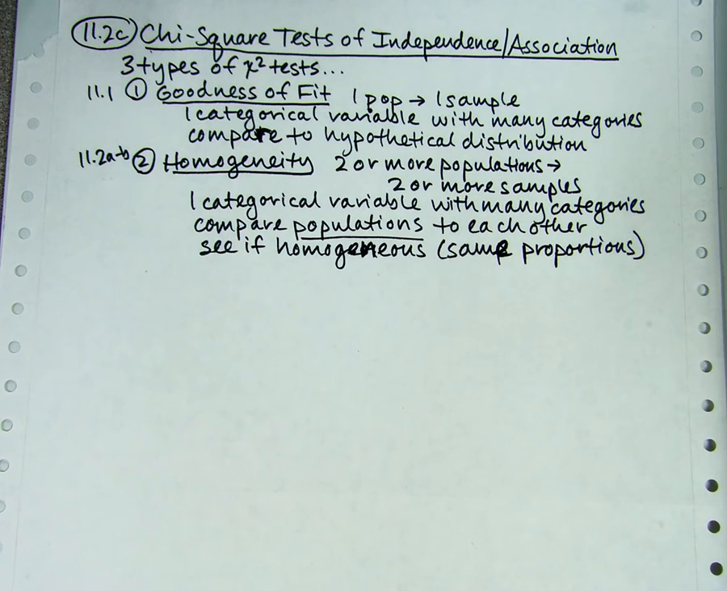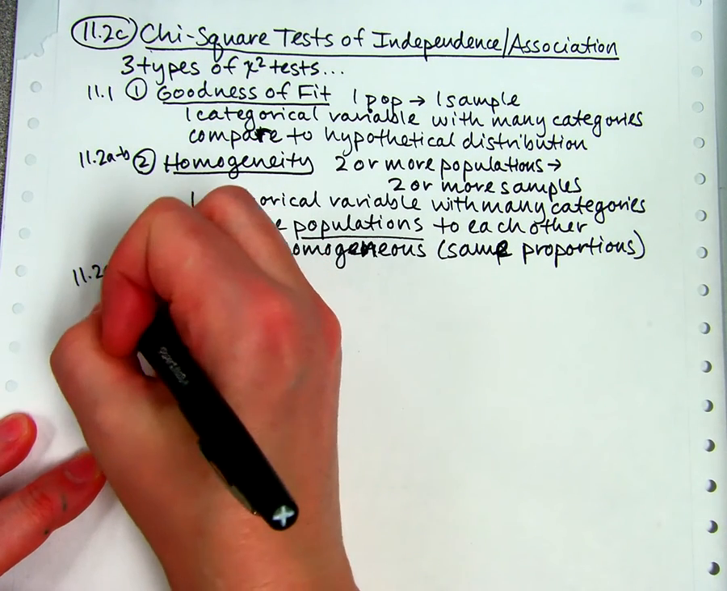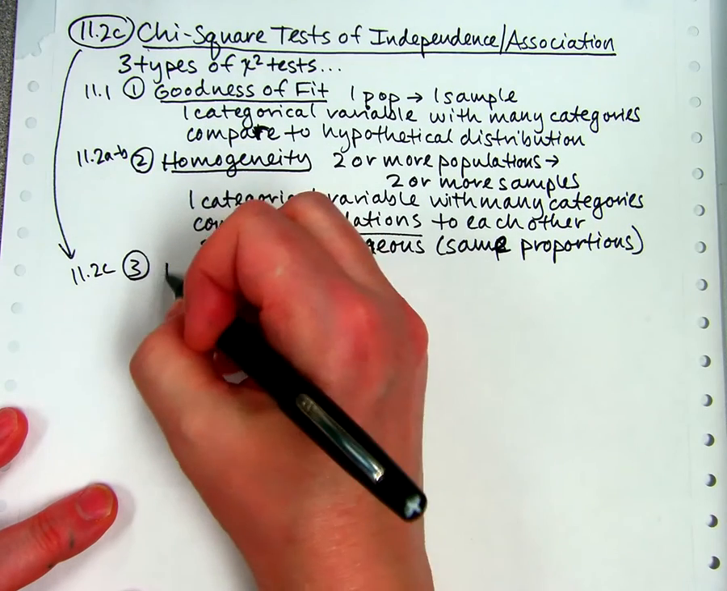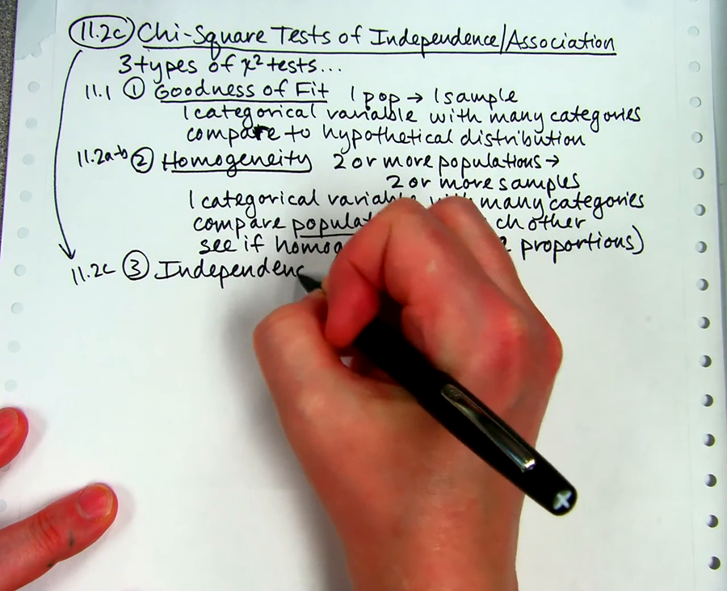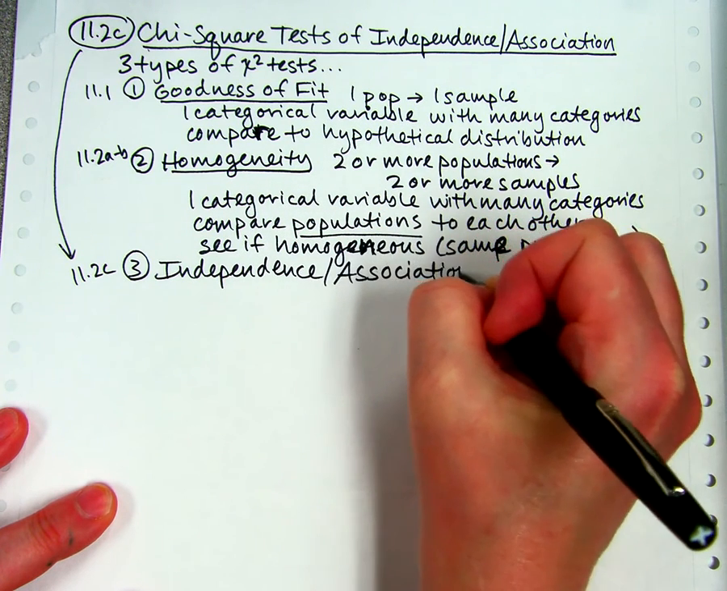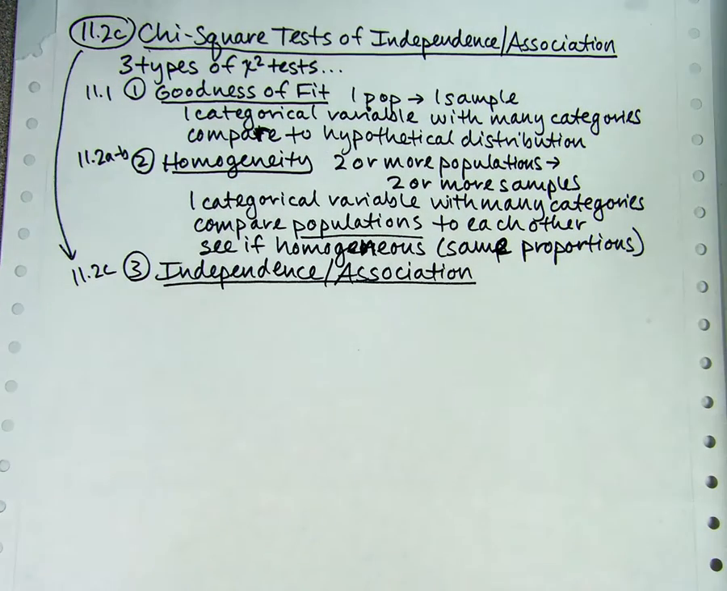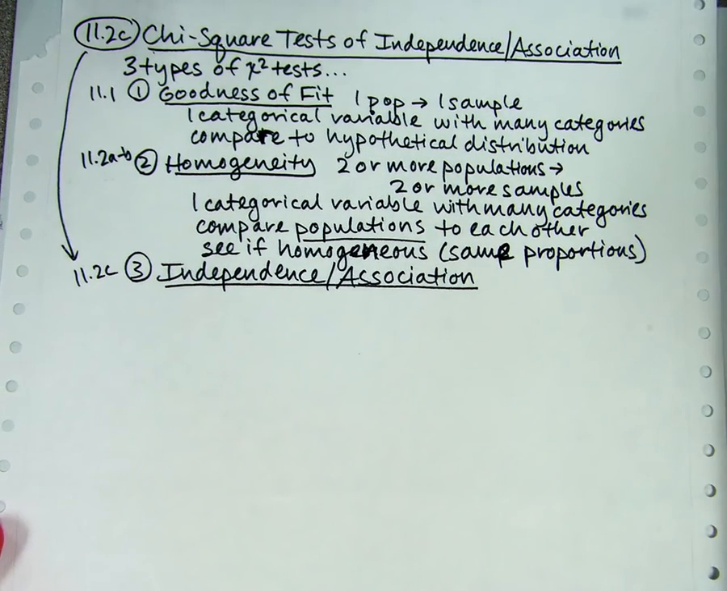So the third type is today. Woohoo! 11-2C, which is, yes, this one that we're doing right now, is called the test of independence, or sometimes it's called a test of association. And we'll talk about the relationship there. Actually, we've already talked about this relationship because remember I told you the opposite of independent is not dependent because we don't want to imply cause and effect. The opposite of independent is associated. There's some kind of relationship there.